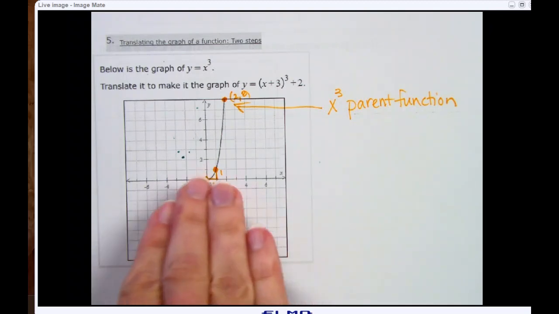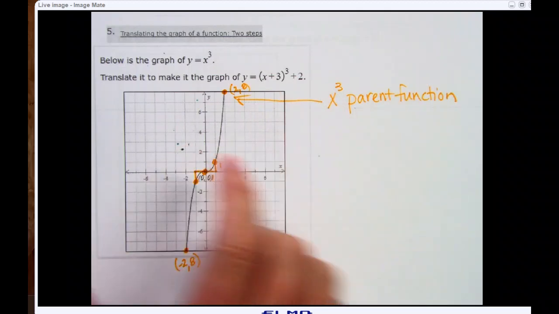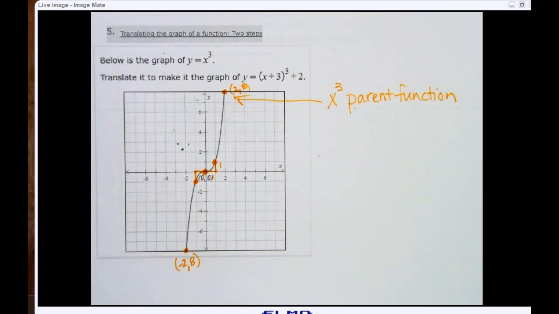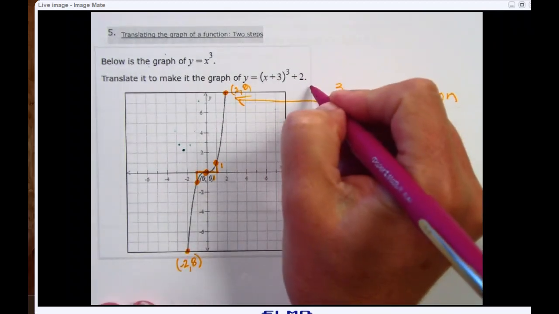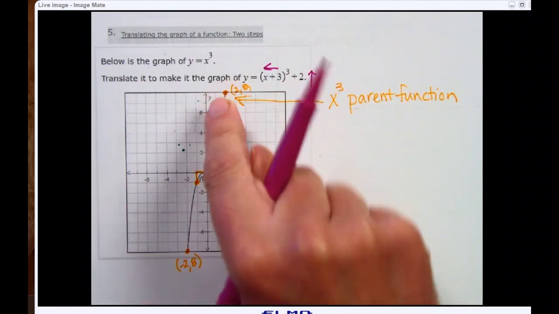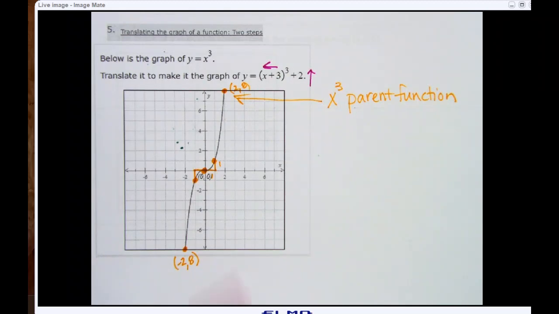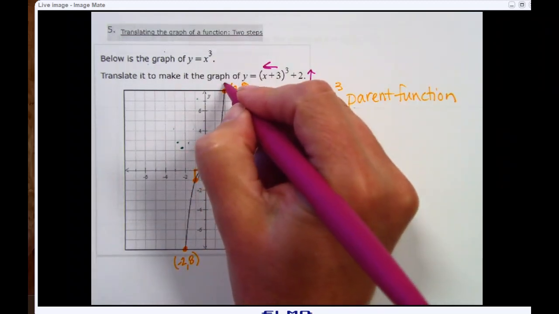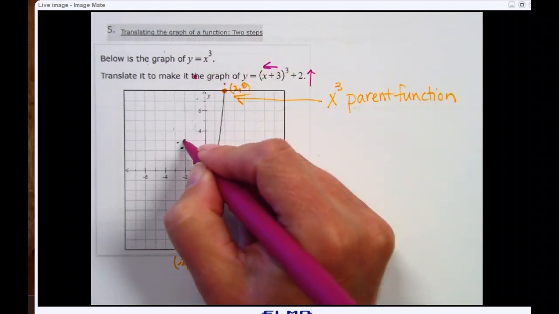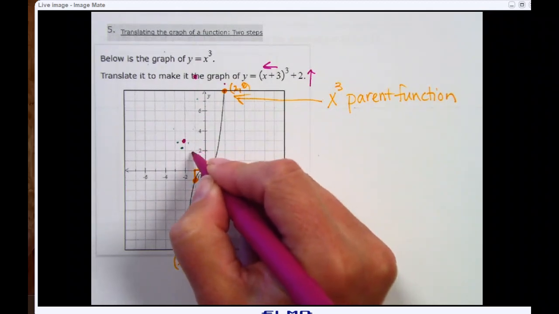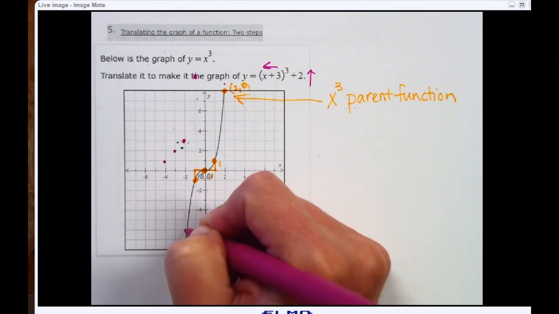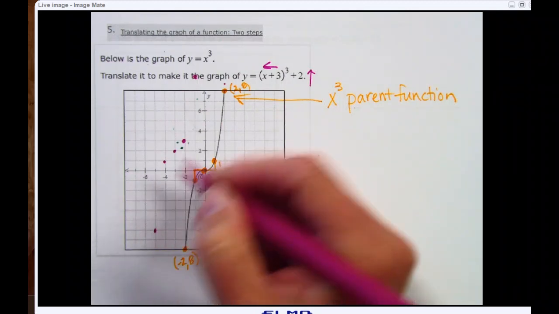So they've given this function to us, and in ALEKS, you're just going to be able to drag it. You'll just move it up and down. But what am I going to do here? This one goes up 2 and left 3. So I'm just going to take all of those points that I just graphed, and I am going to go up 2, left 3. 1, 2, 3. Up 2, left 3. Up 2, left 3. Up 2, left 3.